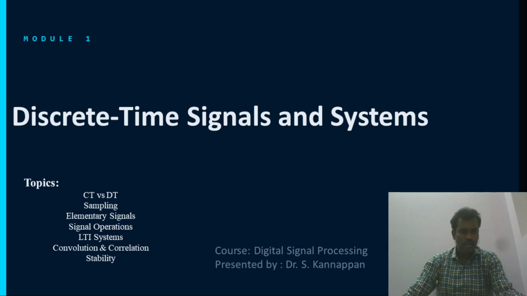So this module 1 covers the basic concepts. Let's first see the difference between continuous time signal and discrete time signal. Next we'll discuss the digital signal and the sampling process. The basic concept in the discrete time signal is sampling. How do we achieve a discrete time signal from the continuous time signal? By sampling, right?